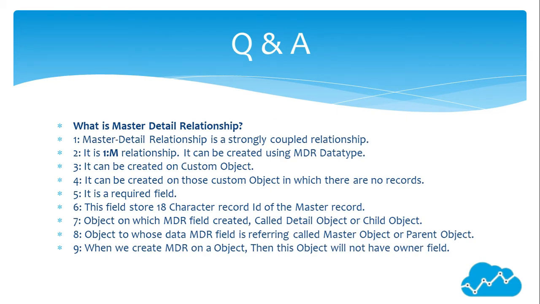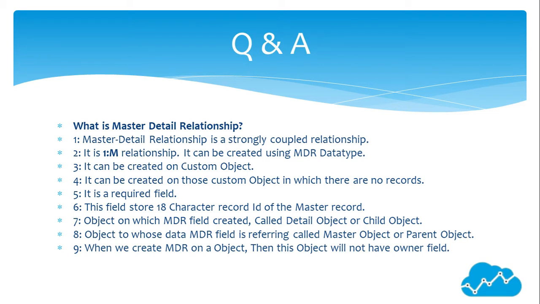What is master detail relationship? Master detail relationship is a strongly coupled relationship. It is a one-to-many relationship. It can be created using the master detail relationship data type. It can be created on custom objects, and only on those custom objects in which there are no records. It is a required field.